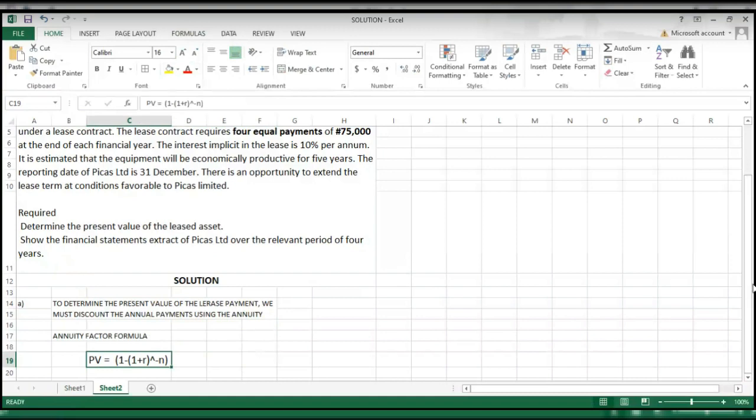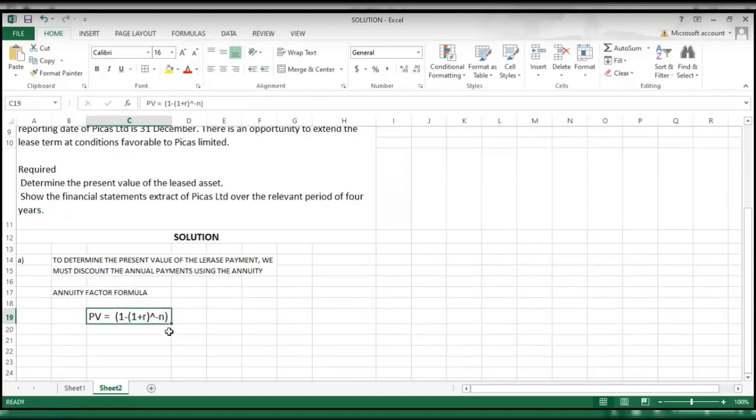This is the formula for annuity factor. This sign you are seeing here is how Excel writes its own raised to power. This means that 1 plus R is raised to power minus n, all divided by R. So this is everything here divided by R. That's how to complete the formula: 1 minus, open a bracket, 1 plus R raised to power minus n, all divided by R. That is the annuity factor.